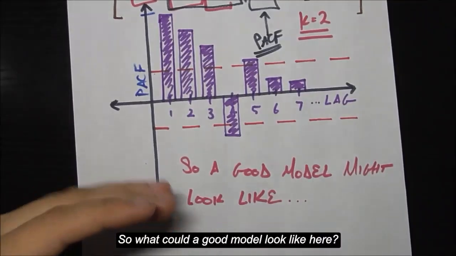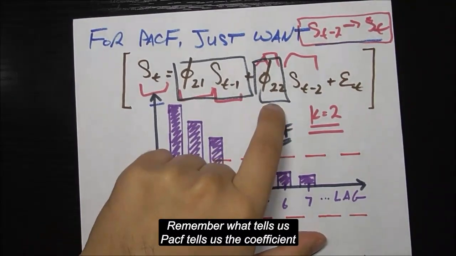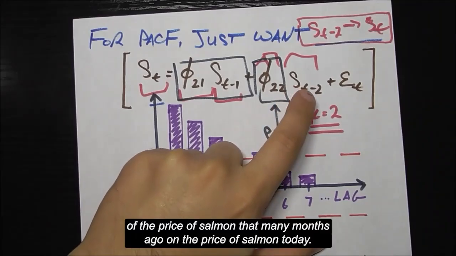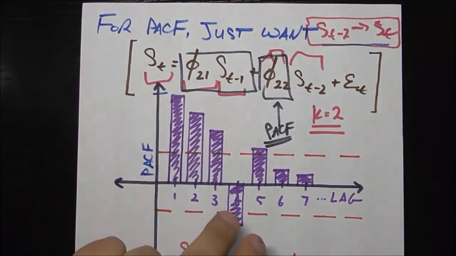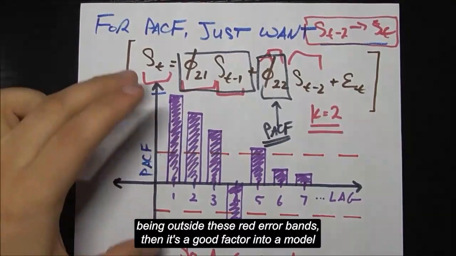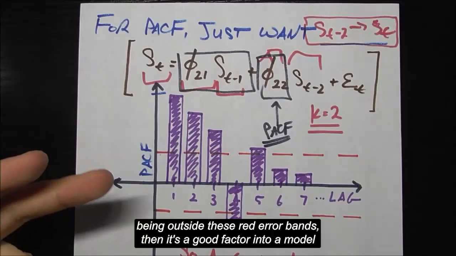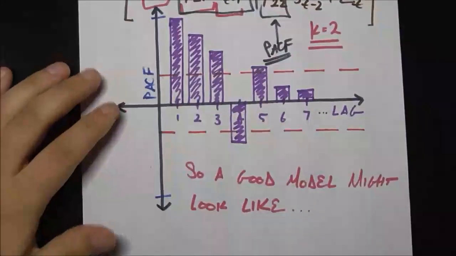So what could a good model look like here? Remember what PACF tells us. PACF tells us the coefficient of the price of salmon that many months ago on the price of salmon today. And if that coefficient is different from 0, as indicated by it being outside these red error bands, then it's a good factor into a model because it can help us make that prediction.